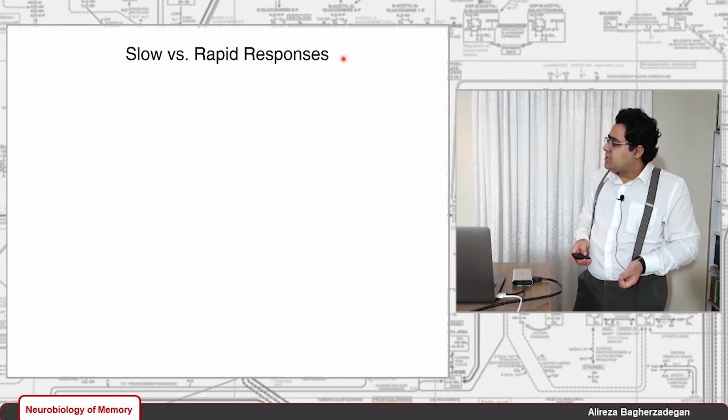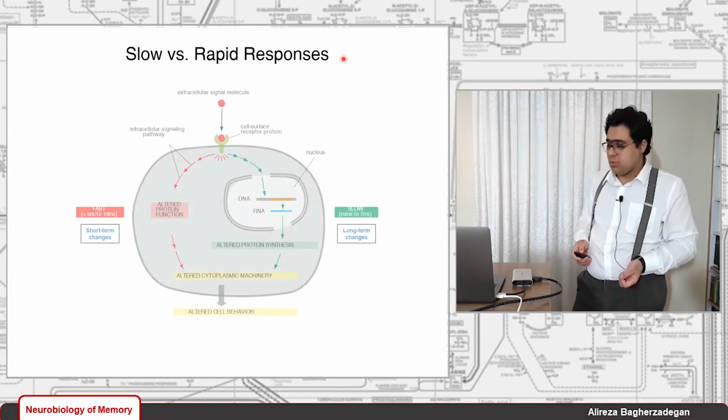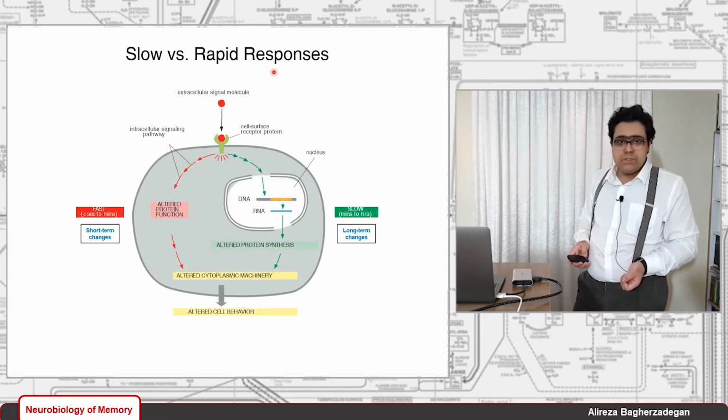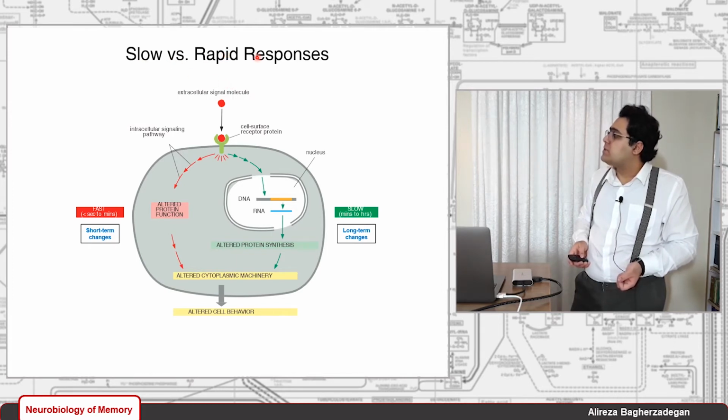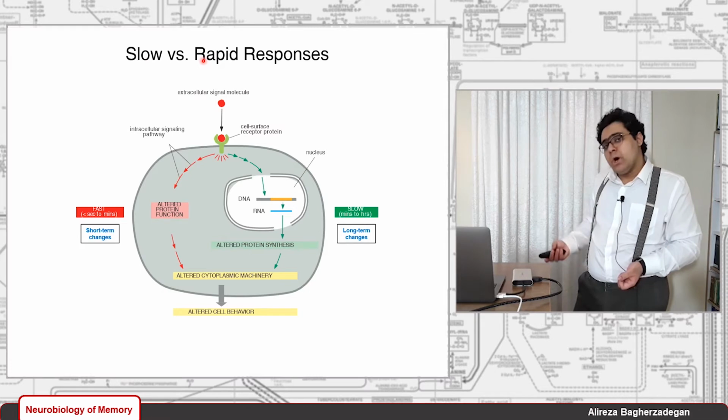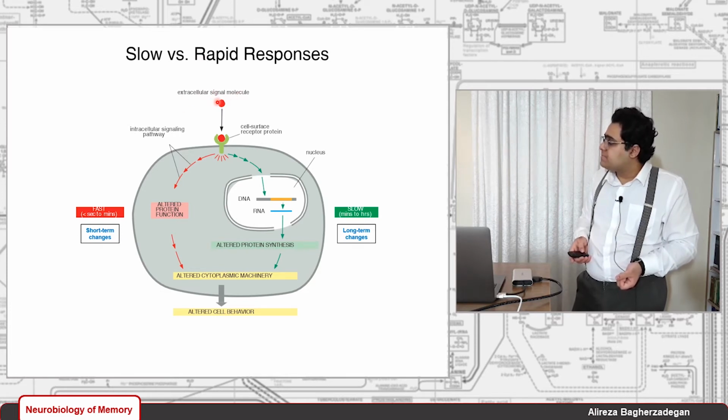There are two general types of responses. There's a slow one and a rapid one. Let's see what happens in each one of them and why we call a certain type of response slow and why we call a certain type of response rapid. So we have an extracellular signaling molecule received by this cell surface receptor protein.